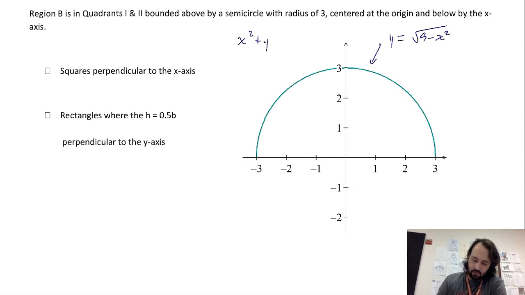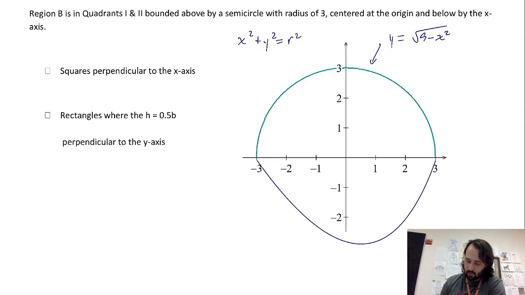A circle has this formula. If I know that the circle is x squared plus y squared equals the radius squared, the radius is 3, so that's 9, and then I have x squared and y squared. It's only the positive part. If it were plus or minus, that's pretty bad.